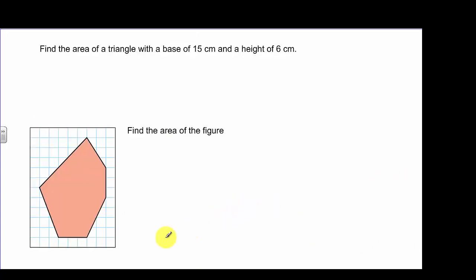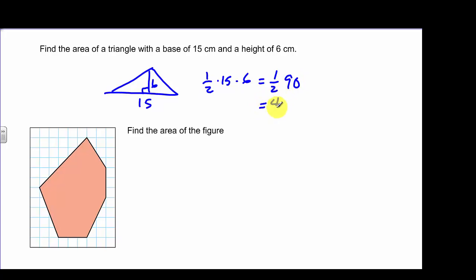We need to find the area of a triangle with a base of 15 and a height of 6. So let's say I have a triangle that looks something like this. Here's my 6, here's my 15. I know I have 1/2 base times height, so that's going to be 15 times 6. I know that 15 times 6 is 90, so this is 1/2 of 90, or 45 square centimeters.